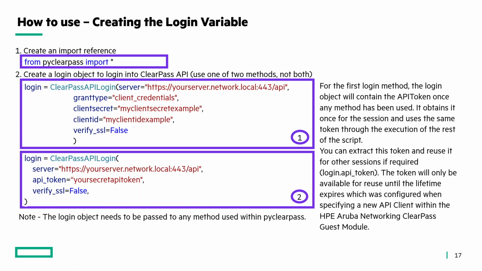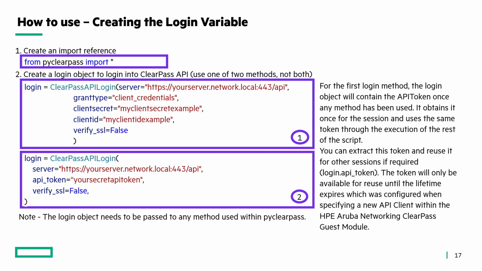So creating the login variable, the first thing we do is import the modules from pyclearpass. By adding into your code from pyclearpass import star, that'll pull in all of the available modules. Then we create our login object. There's two methods. Option one is to create the login variable. We reference the ClearPass API login class, and then we pass in the server name, the grant type, the client secret, the client ID, and then decide whether we want to verify SSL.